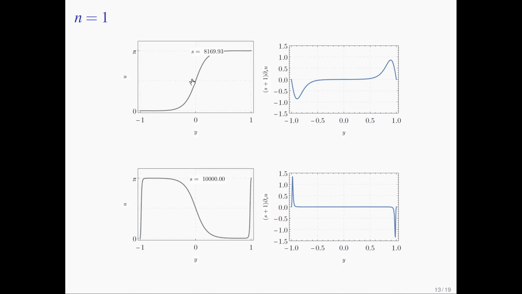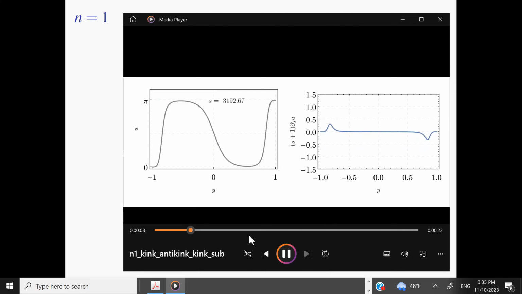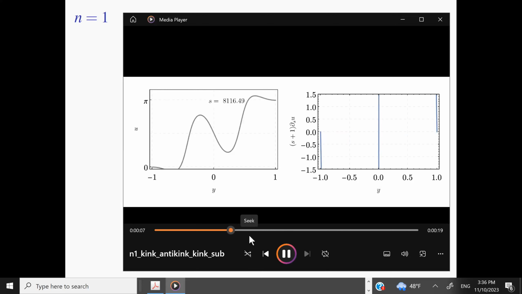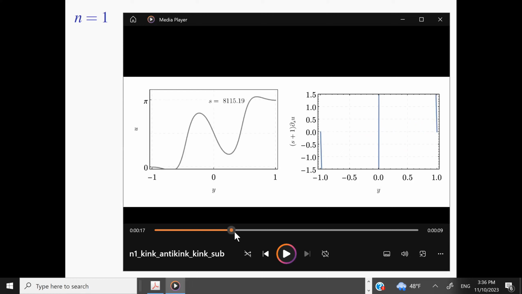And here is a similar picture for degree one. So we can see here creation. Here we have a kink, anti-kink, and kink again. They move away from each other, but now you see they stop and start moving toward each other. And they annihilate and form a single kink.